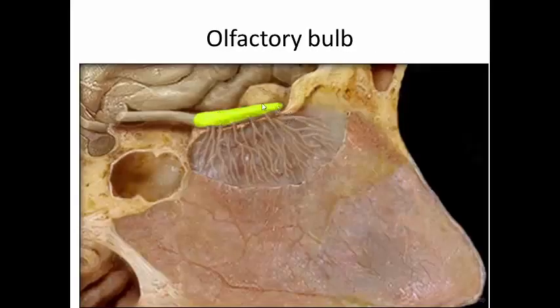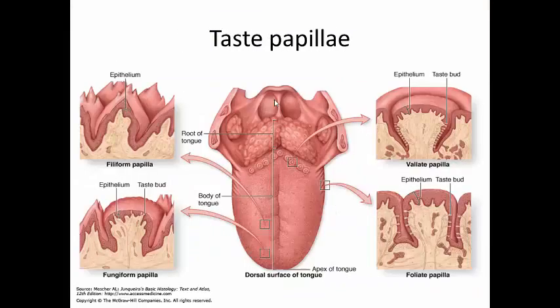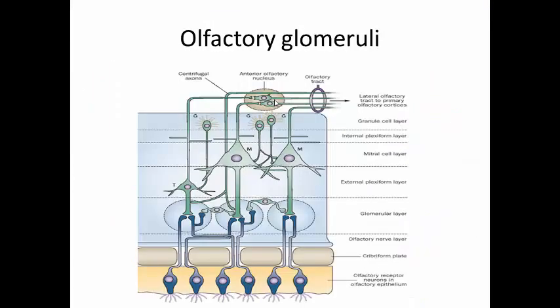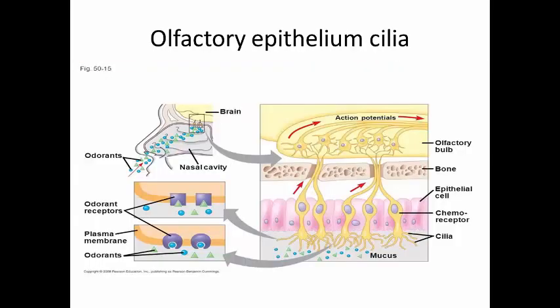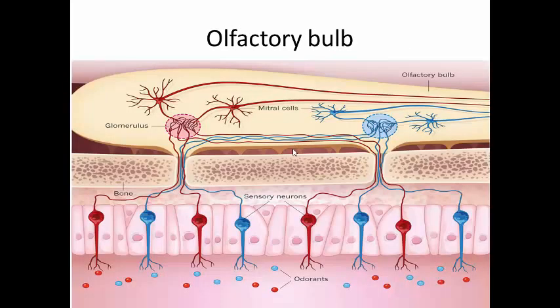This is marked in yellow. We call it the olfactory bulb. It is present inside the skull and has an important structure called the olfactory glomeruli. The olfactory glomeruli are part of the olfactory system. They are present in the olfactory bulb inside the skull.